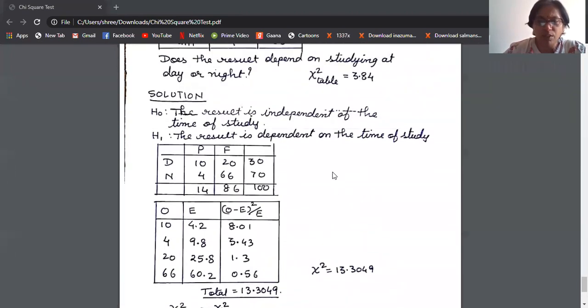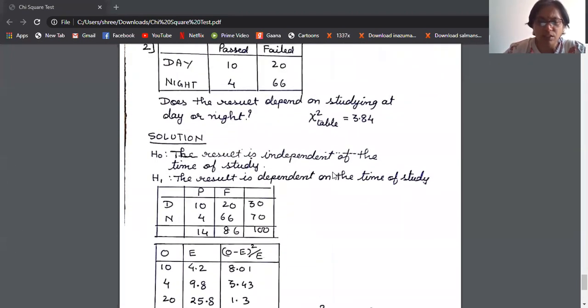Previous slide with the question. Sejal, look, 4.2. See, for 10, Sejal, this is for you. For 10, the row total is 30, column total is 14, grand total is 100. So 30 into 14 divided by 100. That should be 4.2. Sejal, please check.